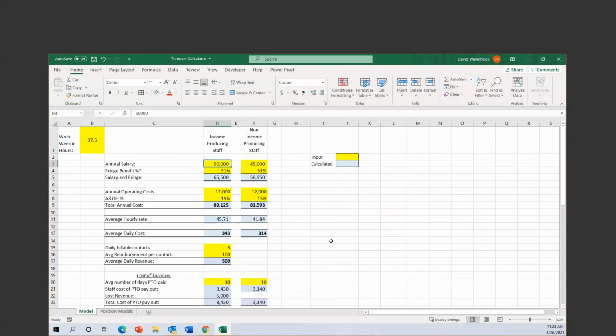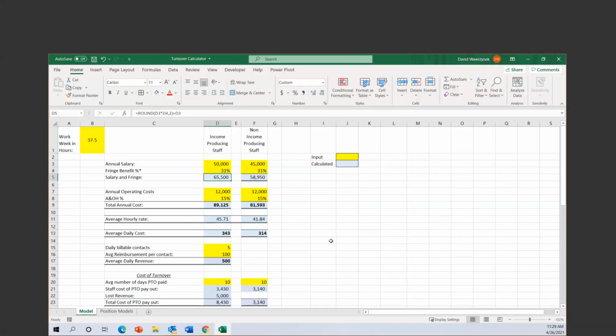What's the annual salary? On average, the annual salary for my organization for that staff is $50,000. The next question is, what is the fringe percentage? That's something your finance team should know pretty much off the top of their head. In this case, our fringe benefit is 31% of gross. So we basically spend 30 cents on fringe benefits for every dollar that we pay in payroll.